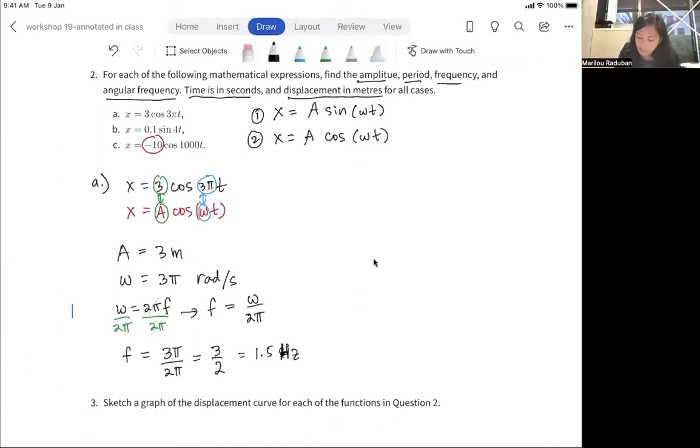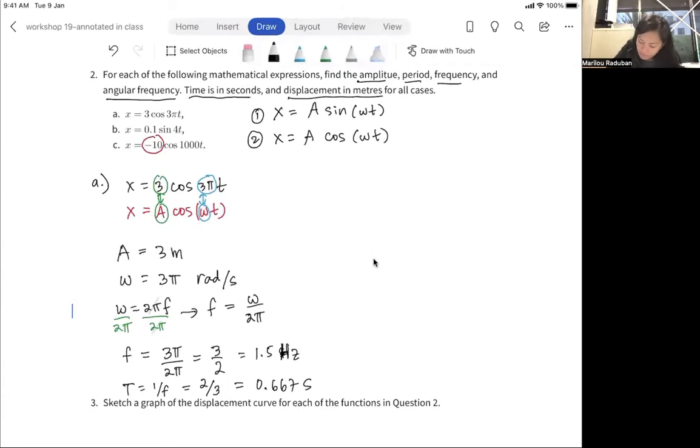And then finally, the period is equal to 1 divided by the frequency. So that will be 1 divided by 1.5, or that's 2 divided by 3, 0.667 seconds.